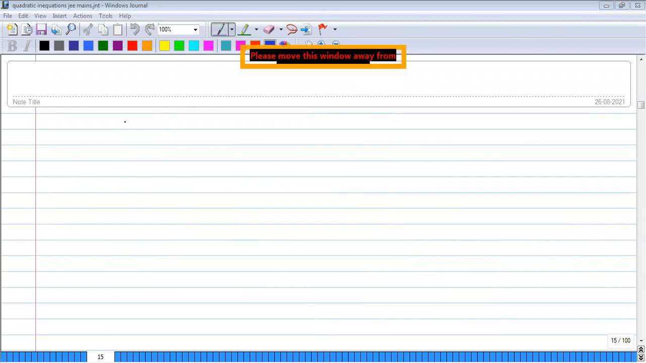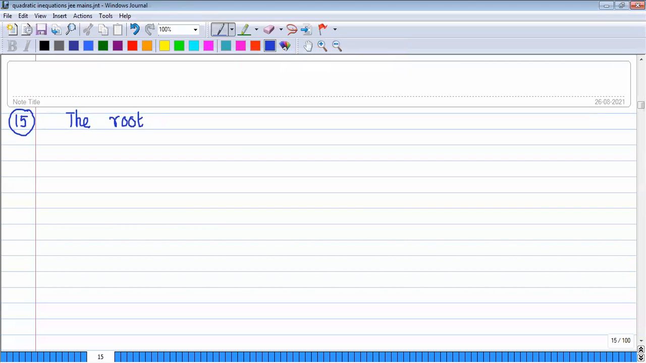Okay. 15th question. Sir, please show the previous page. This is the first page.